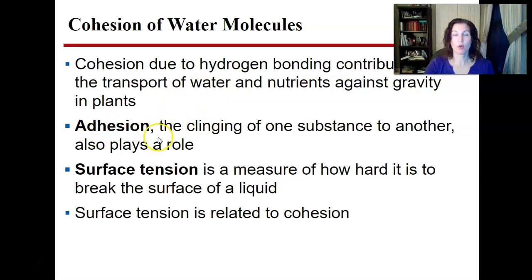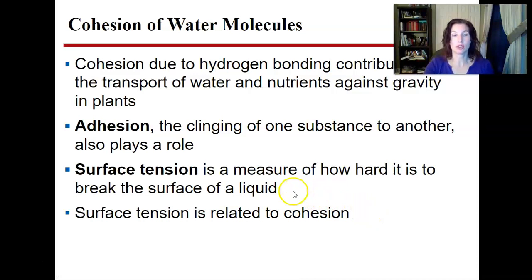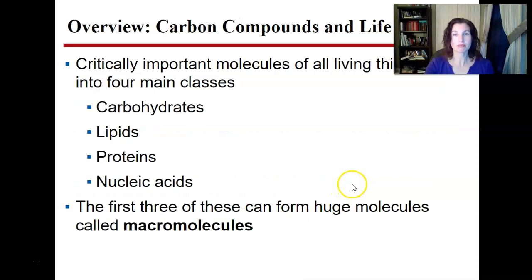Adhesion is another property of water. This is when water clings to another substance. So this would be like when you put a paper towel in water and you see the water going up the paper towel, that's adhesion. And then we have surface tension as well, which is how hard it is to break the surface of a liquid. Why those basilisks can run on the surface of water is due to surface tension.